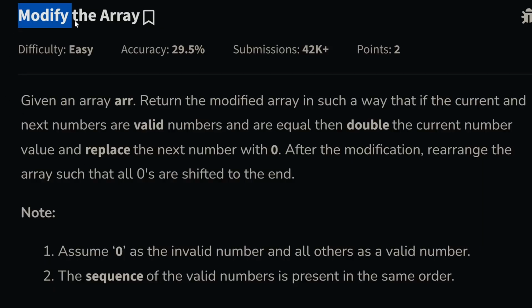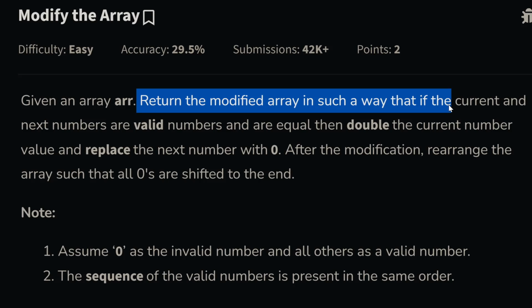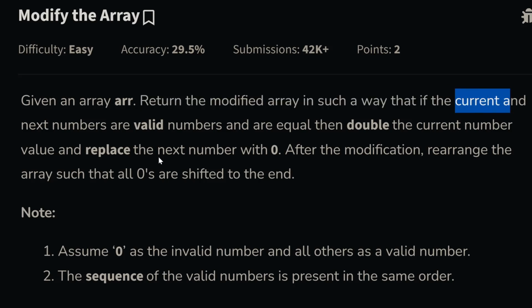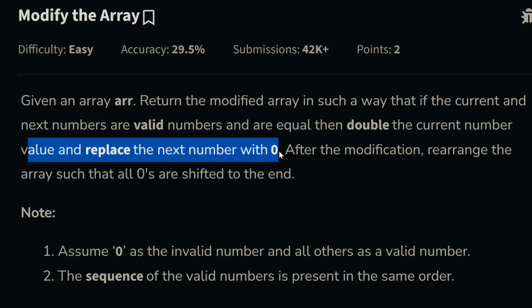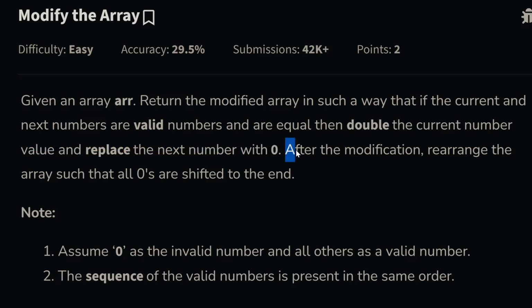Here we go. We have a question, modify the array. You are given an array and our task is to modify the array in such a way that if the current element and the next element are valid, here valid means they are equal, then we need to double the current number and replace the next number with 0. And we need to do one more thing after the modification. We need to rearrange the array and place all the zeros on the end.